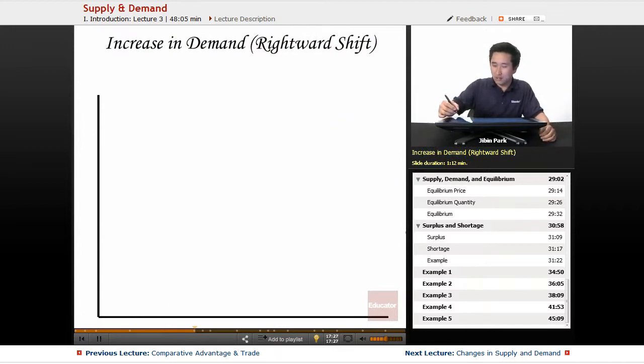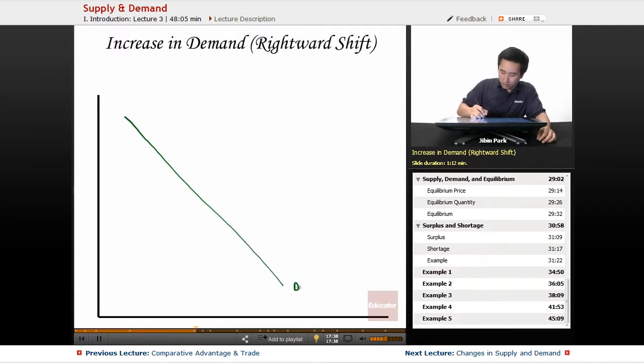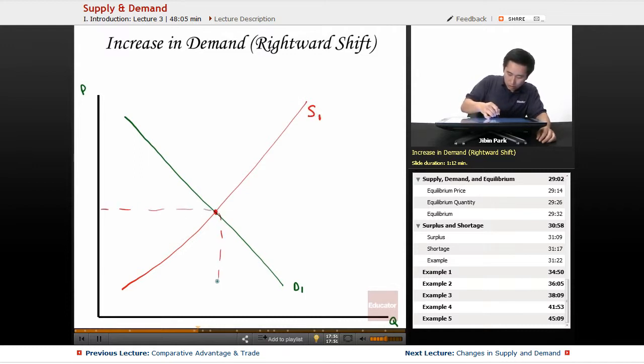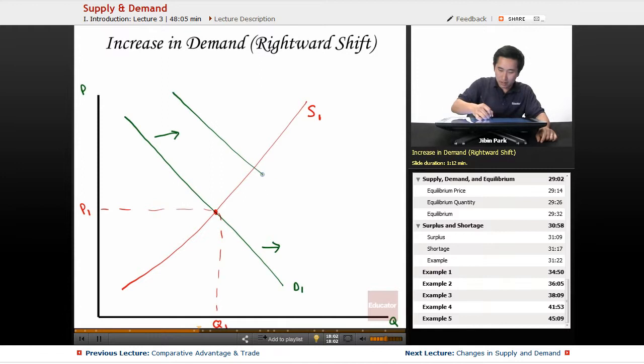How would that actually look, an increase in demand on a supply and demand curve? Let's go ahead and draw this out. Let's draw this demand curve, D1. Let's put Q here on the bottom and price here on the top. And let's draw the supply curve and label it accordingly. So this would be the equilibrium quantity, and here's the equilibrium price. When you have a demand shift to the right, exactly how it sounds, there's an increase in demand, a rightward shift here.